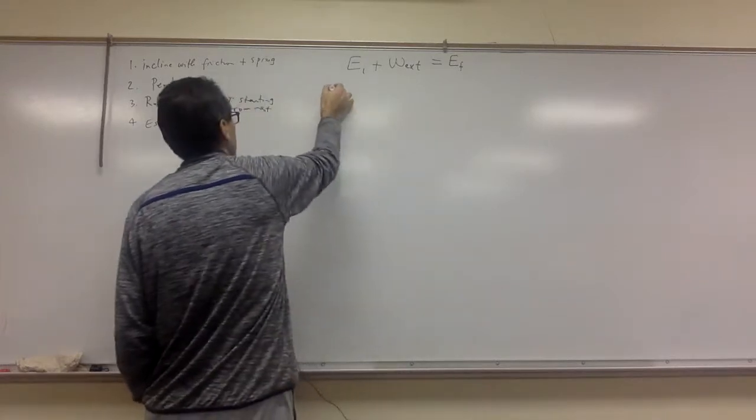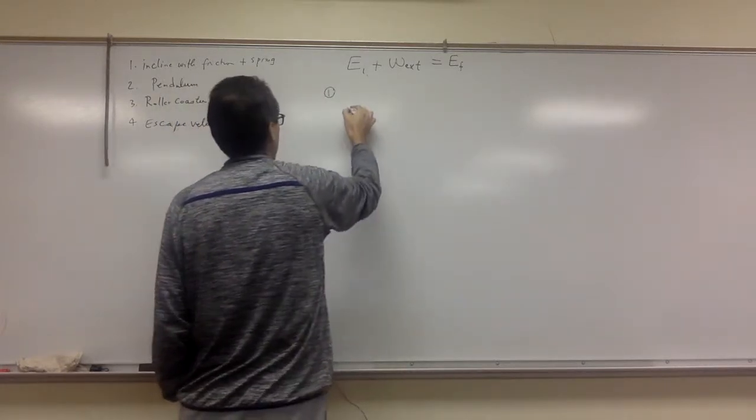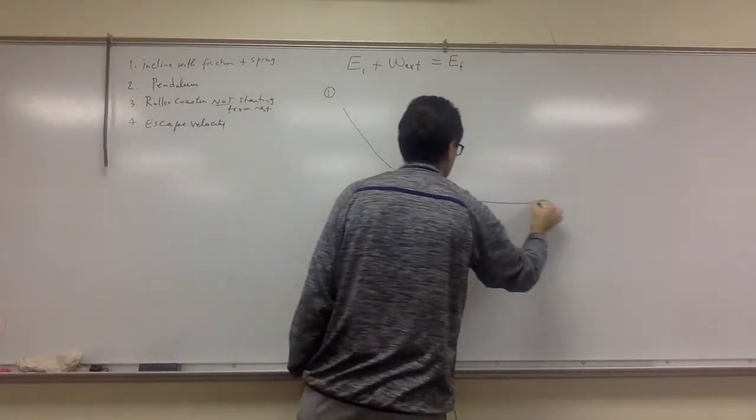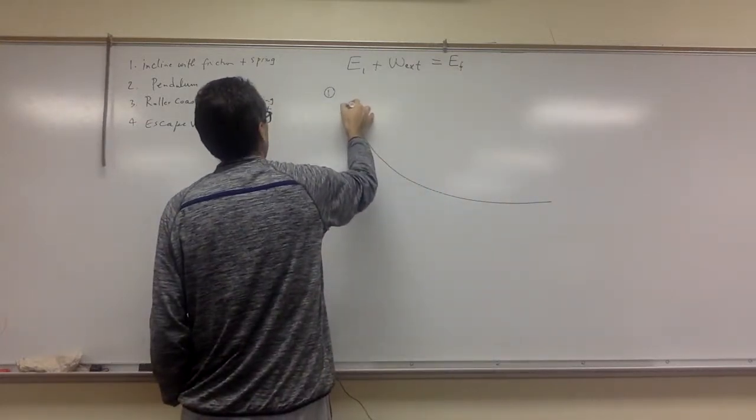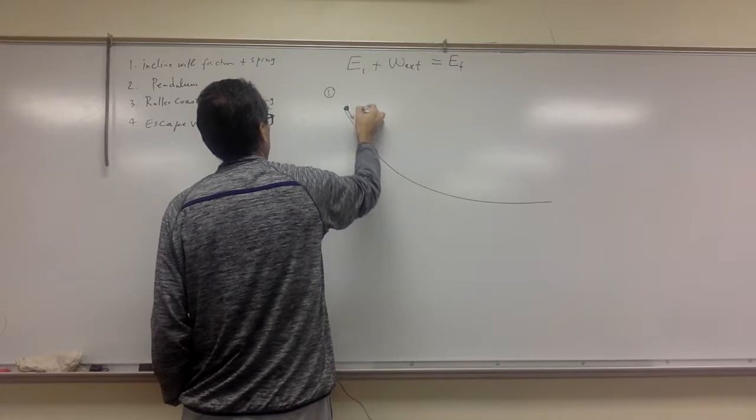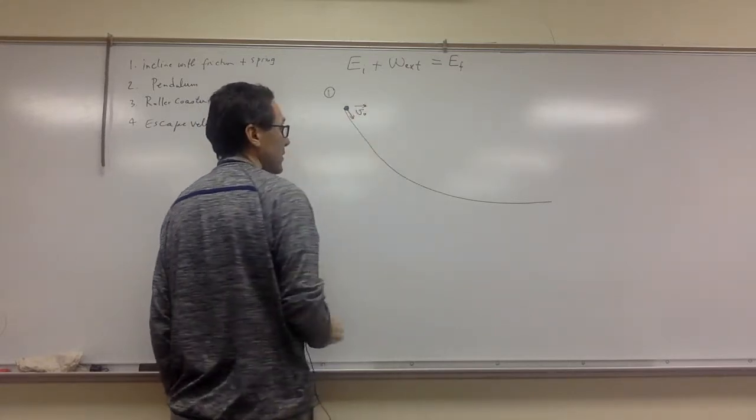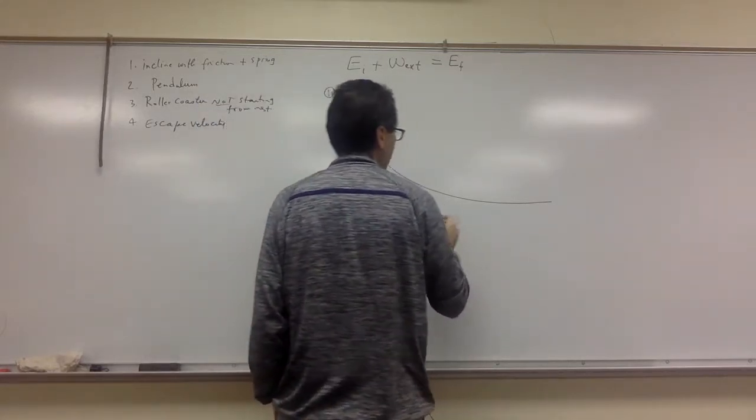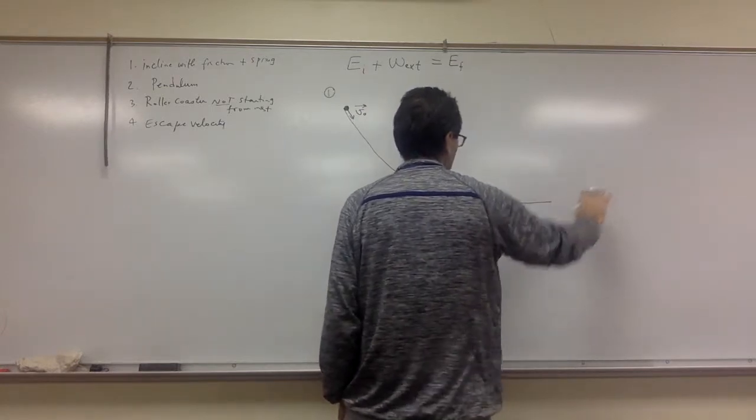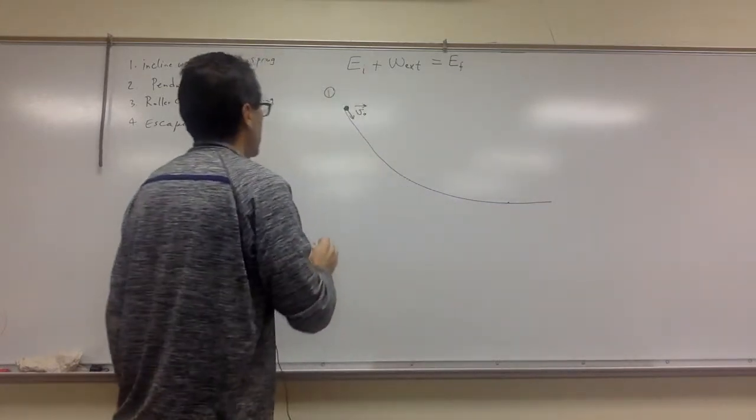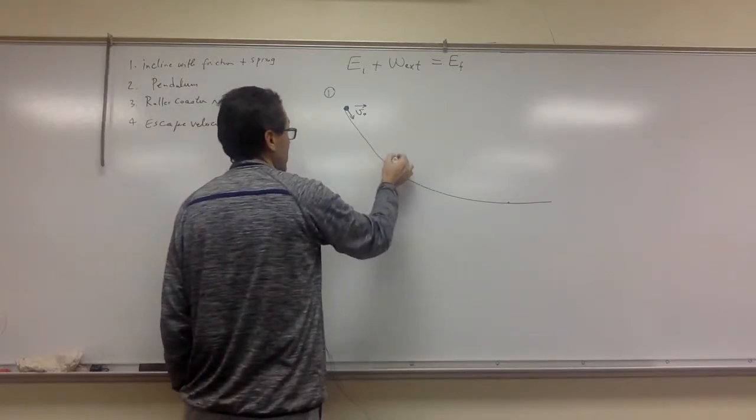So the first example I'm going to do is something going down a ramp, right? Starting with some velocity, not even starting from rest, it has some initial velocity here, and I want to find its velocity when it's at the bottom of the ramp, and then I'll add to this. And let's just say that there is some friction here.